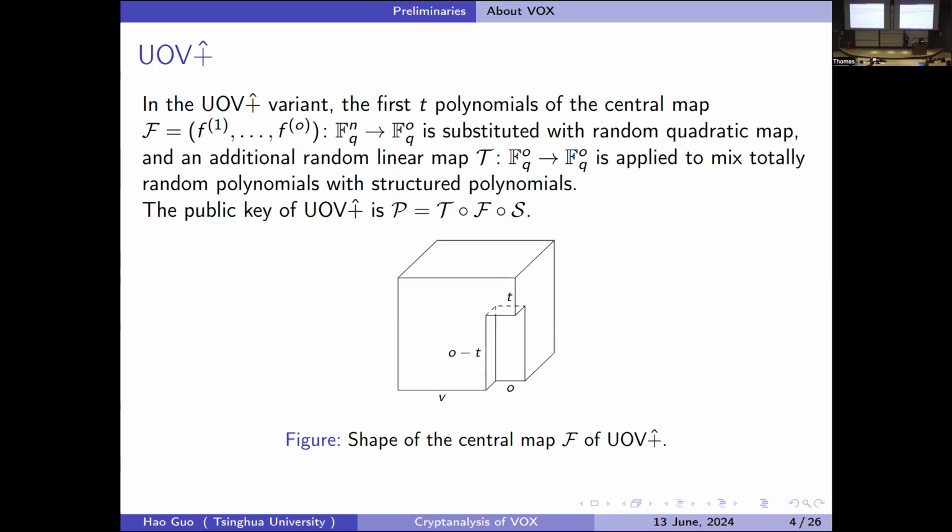To solve this UOV hat plus, you can also fix the vinegar variables and then try to solve a linear and also a quadratic system. You can see in the t part, because if you fix the V variables, there will be O variables left in the first t part. So this means we will have to solve a small quadratic system, which means t should not be too large.